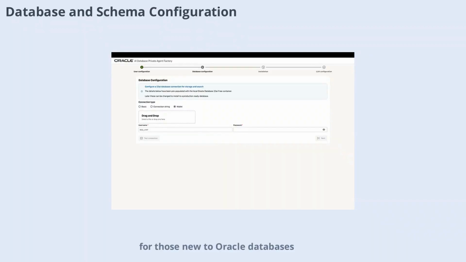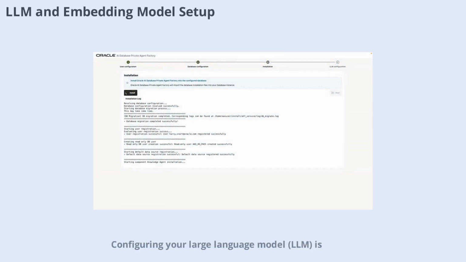Configuring your large language model, LLM, is a key part of the Agent Factory setup. You can choose from OCI Generative AI, OpenAI, Llama, or VLLM endpoints, depending on your organization's preferences and requirements. Additionally, you'll need to set up an embedding model, which is essential for tasks like Retrieval Augmented Generation. This flexibility allows you to tailor the AI capabilities to your specific use cases and data privacy needs.